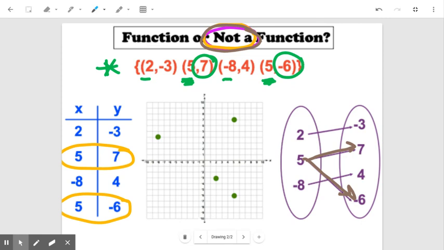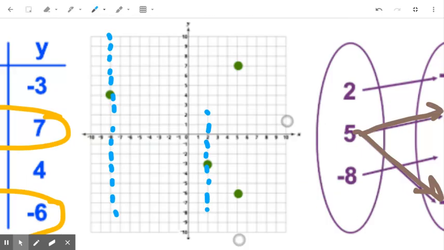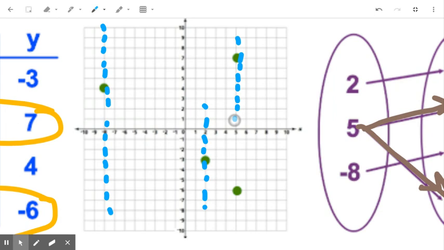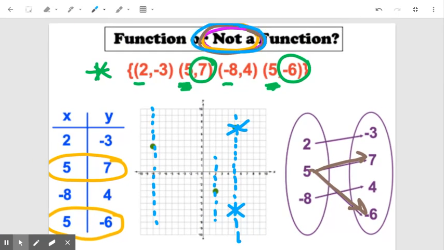The fourth thing, if we look at the graph, the other method that I told you could use, is we draw a vertical line through any point, anywhere in the graph. What you notice, if I draw that straight, is that that line actually hits two times. Because it hits those two different points, that means it's not a function.